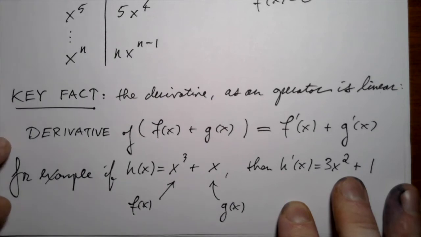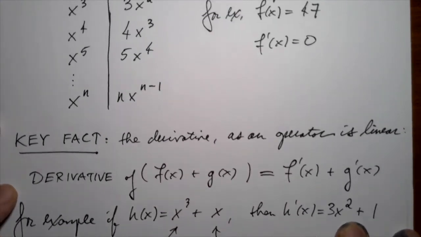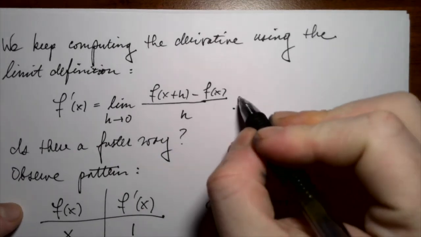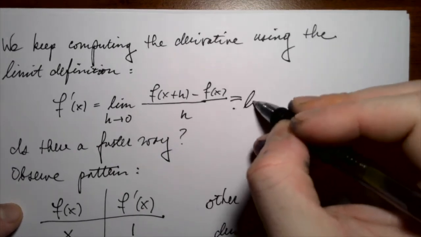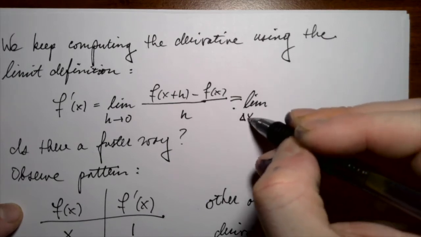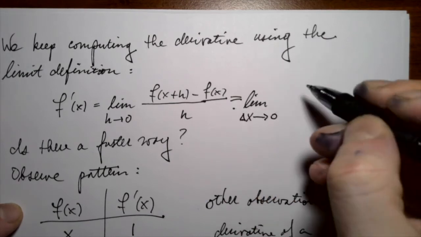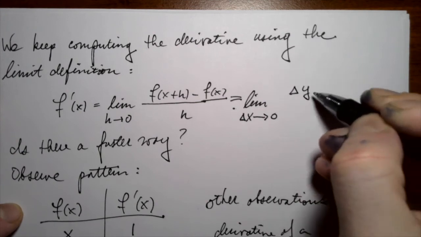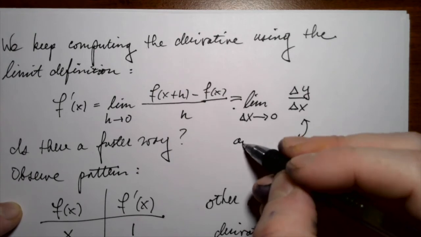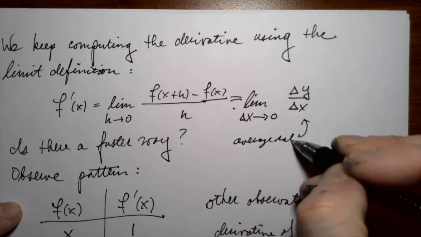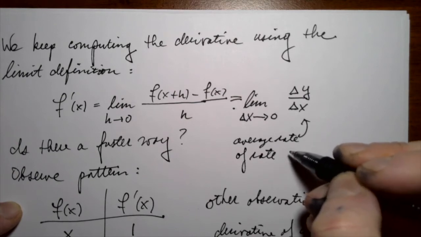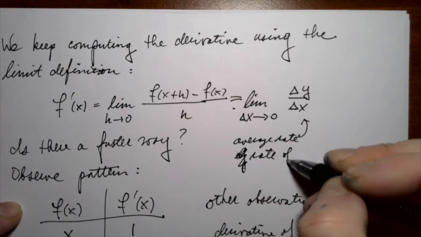Alright, now, it's useful to have some new notation for the derivative. And here's how this works. Let's go back up here to our definition. We can think of this limit. The h is like the change in x. So we can think of this as like a delta y over delta x. That's the average rate of change. That's the slope of the secant line. The average rate of change.